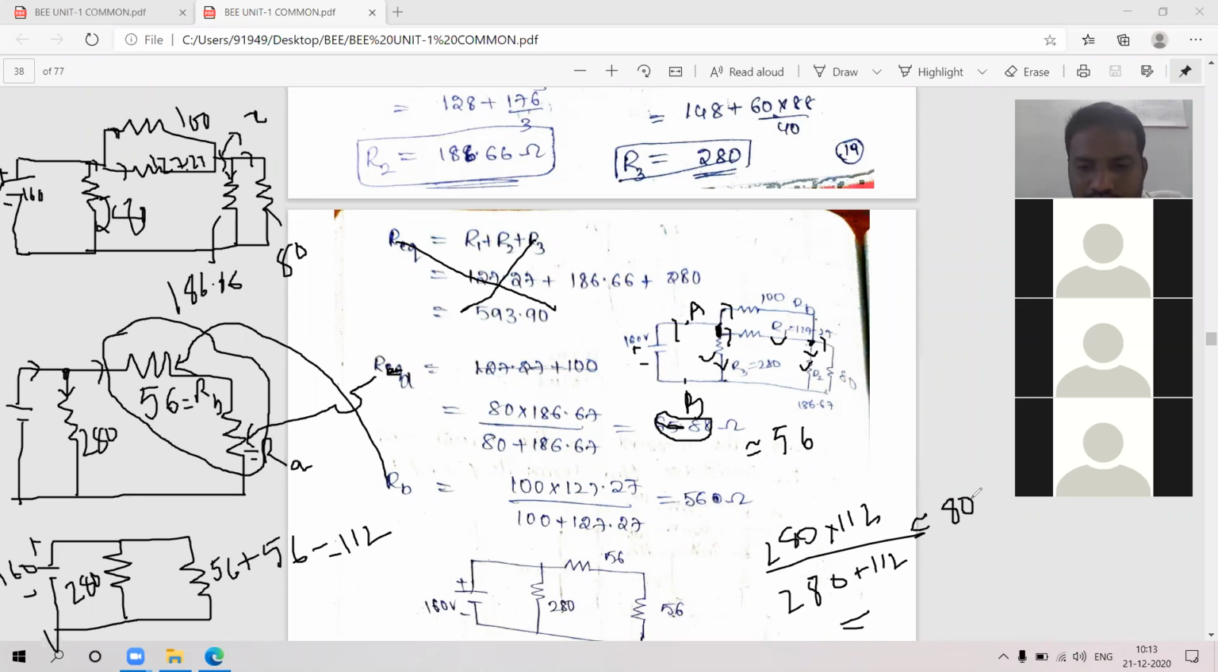The same value you got? Yes, sir. 80 only? Yes, sir, 80. Okay, I am clearing all these diagrams. Finished, everyone?